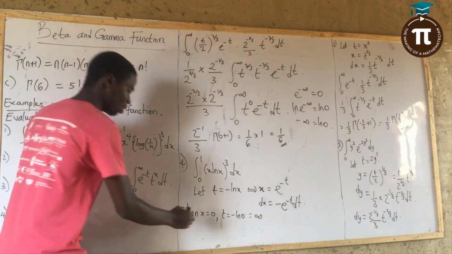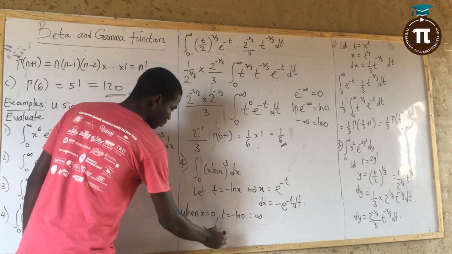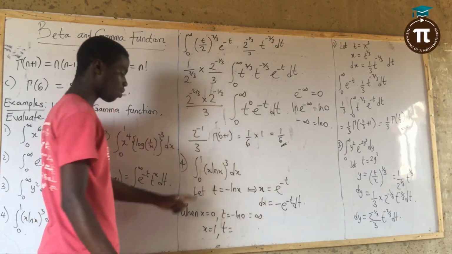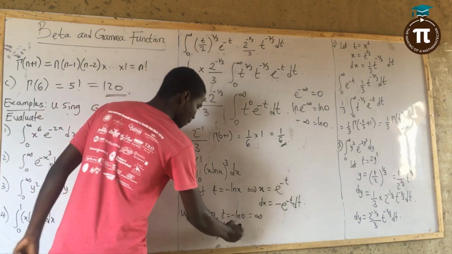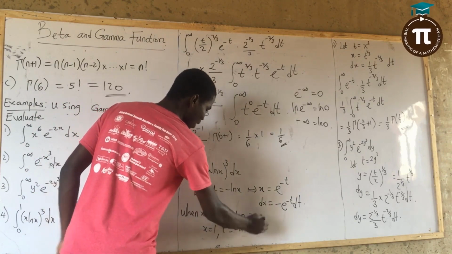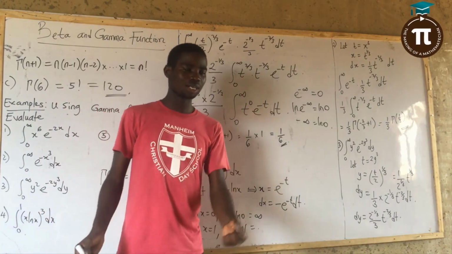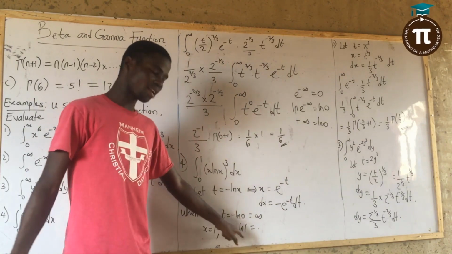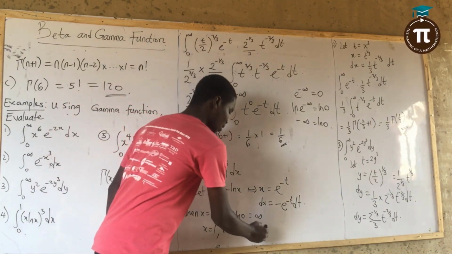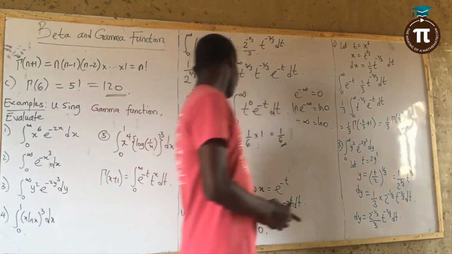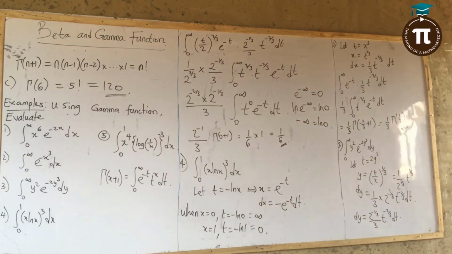And when s is 1, what happens? t is equal to minus ln 1. Ln of 1 is 0, it's obvious. Minus 0 is still 0. So when s is 1, t is 0.